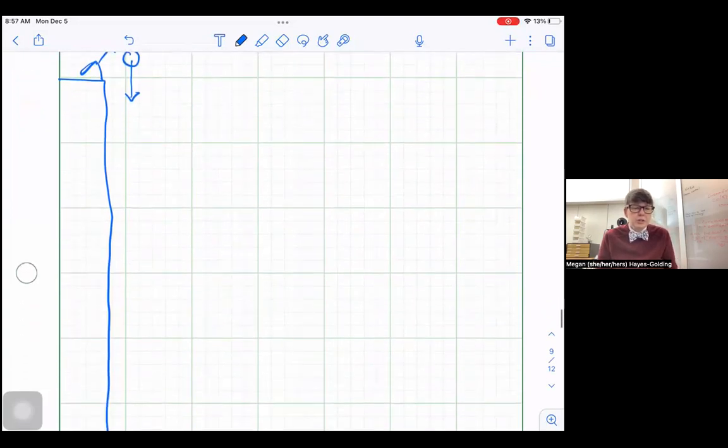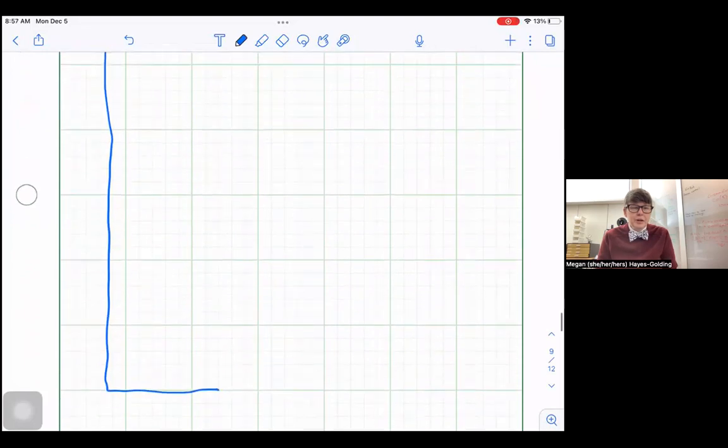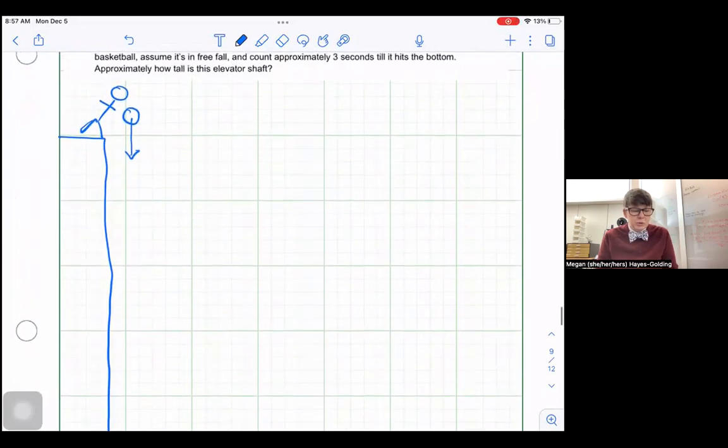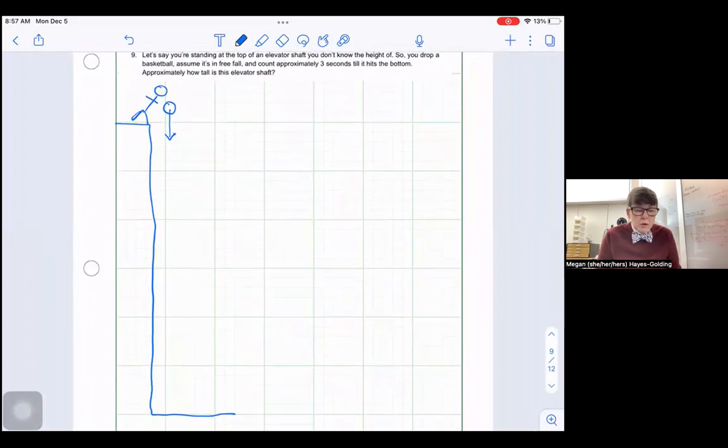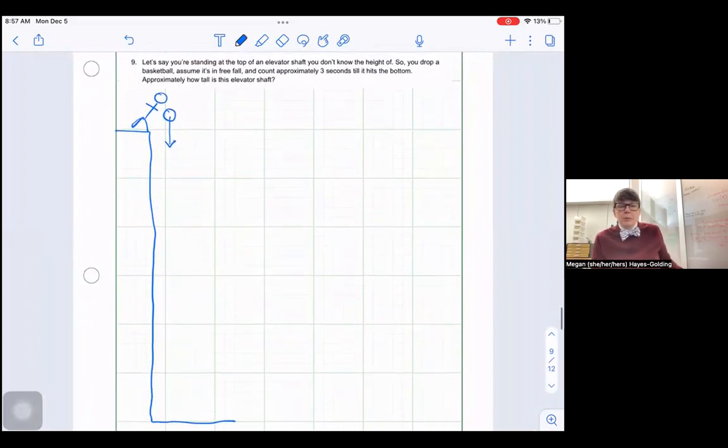Here's a sketch of this very tall elevator shaft. Here, let's zoom. Right, we're given only one number in the entire problem, and that's 3 seconds. I recommend that after you make a sketch of the situation, we write down everything that we know about this problem. So we know the time of this drop is 3 seconds.